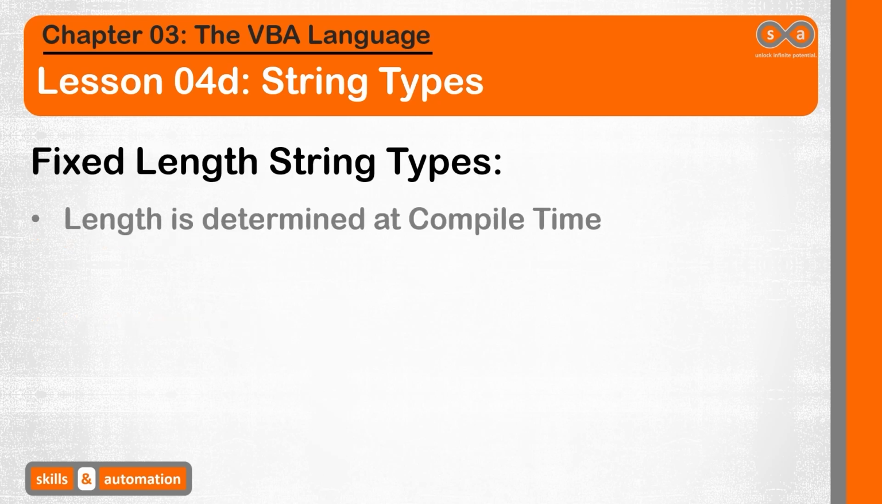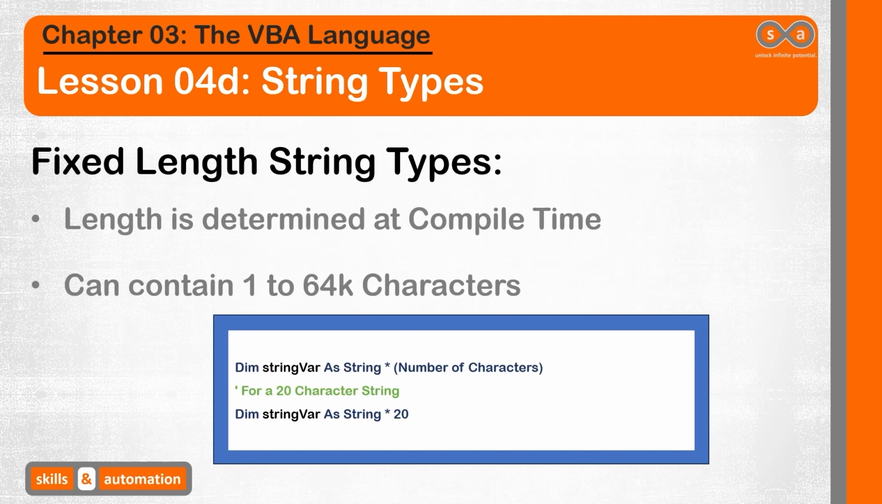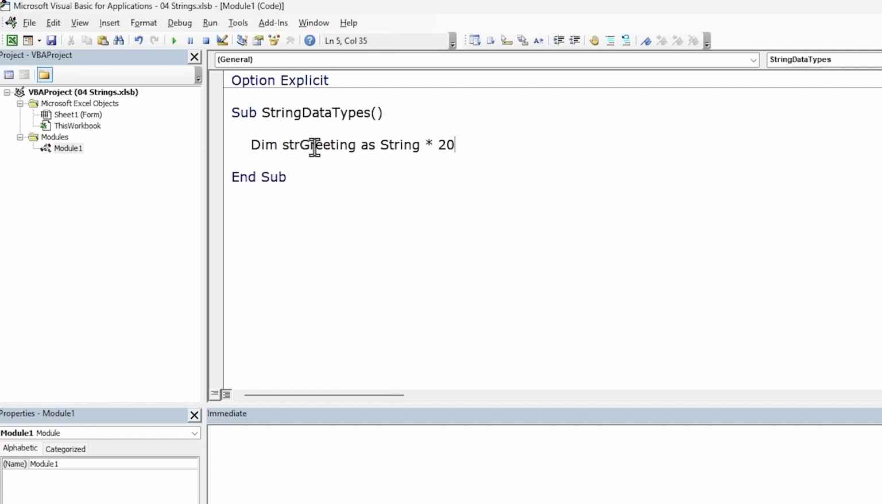Fixed length is where the length of the string is determined at compile time. It can contain 1 to 64k characters. So if we want to create a variable that will hold a fixed length of 20 characters, we need to specify the length in the declaration. For example, this variable is a fixed length string with 20 characters given by the asterisk sign, and we define this within the declaration itself.